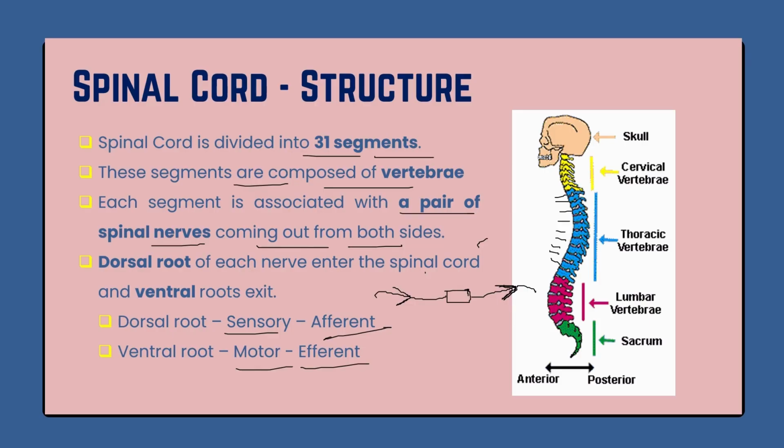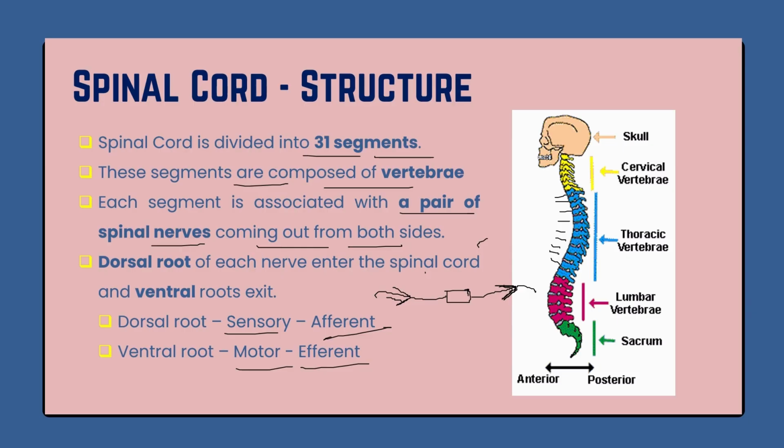Each segment is composed of a vertebra. Each vertebra has a pair of spinal nerves coming out from both sides. The nerves that arise in the spinal cord are called spinal nerves. If it is arising from the brain, then we call it a cranial nerve. Here we are dealing with the spinal nerves. So, a pair of spinal nerves means two spinal nerves are coming out. One which is coming in, the dorsal root, which is sensory or afferent. One that is coming out, which is ventral, motor or efferent.